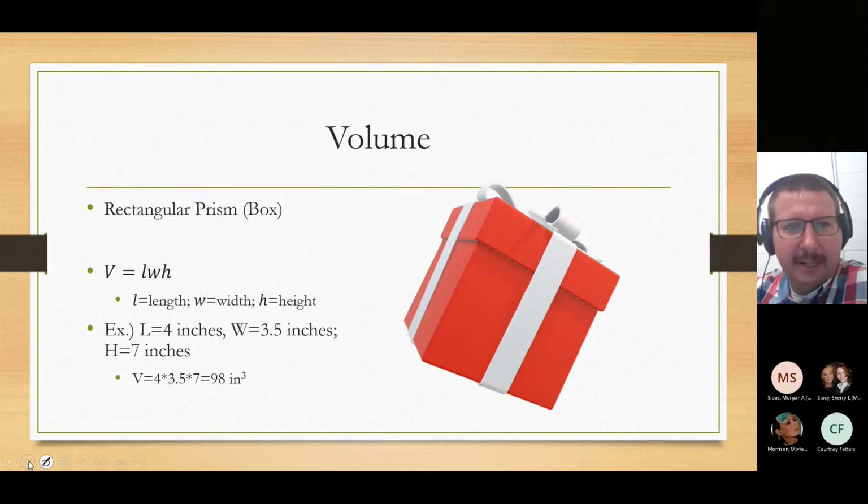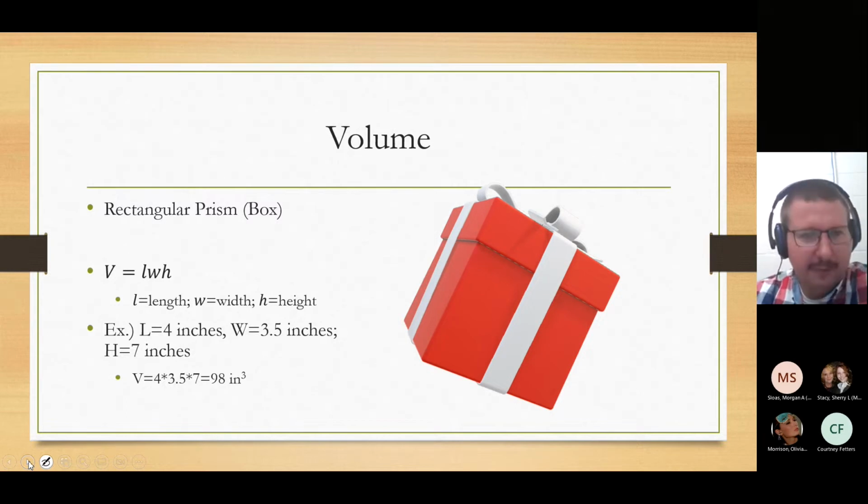Next one is volume of a box. And this is the easiest. Maybe I'm going to present a gift to someone. Maybe I'm going to make a prank gift to someone. How much sand would I fill the box up with? Or how much space do I have in the box?